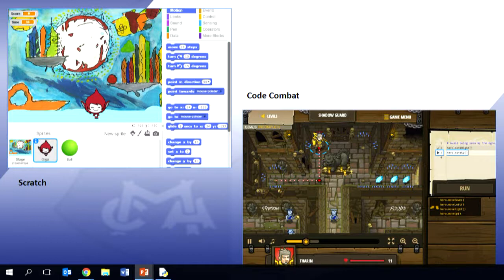As they get gems, they get experience points and they can purchase items, and then as they purchase items, they get things like a sword, and then the sword allows them to use other functions, and then they can use the sword to attack enemies. It really is a fun game, and students really, really love it.